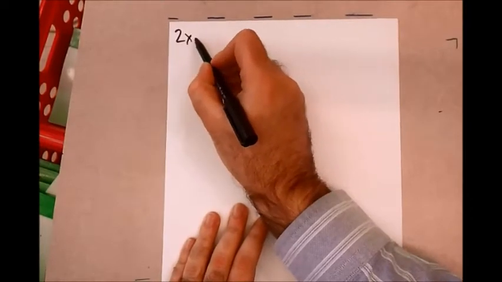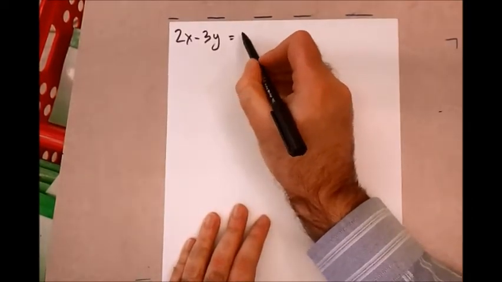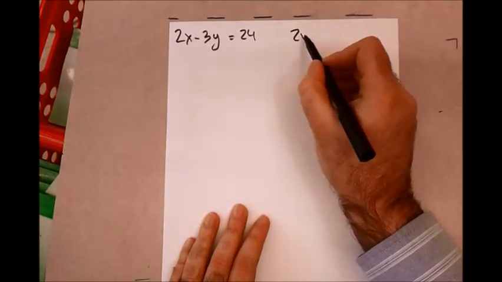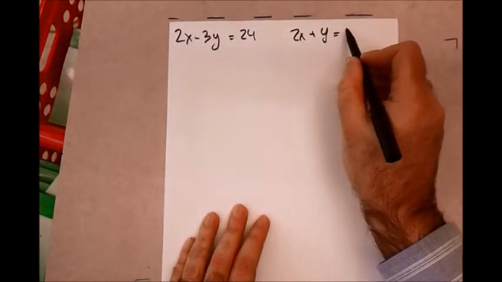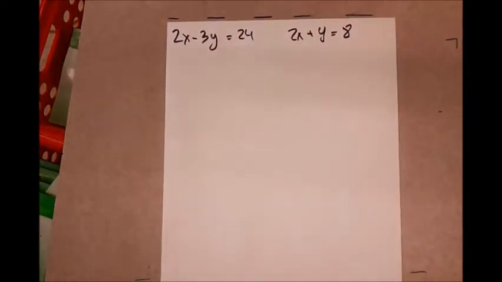So this is a section of using substitution to solve systems of linear equations. Number 2 gives you a pair of equations. And here they are. 2x minus 3y equals 24, and 2x plus y equals 8. And number 2 doesn't ask you to solve them. What it does ask you to do is tell them which equation would you solve for and which variable would you choose.